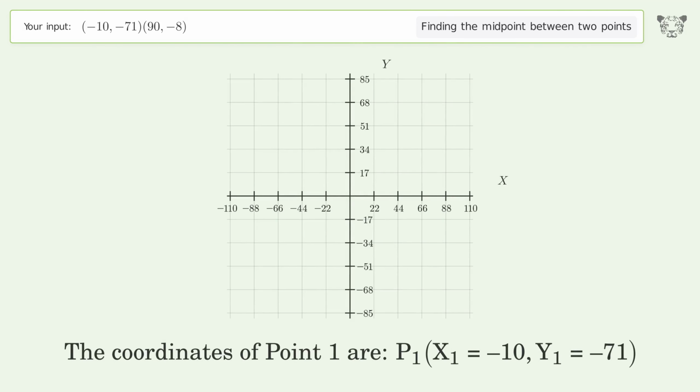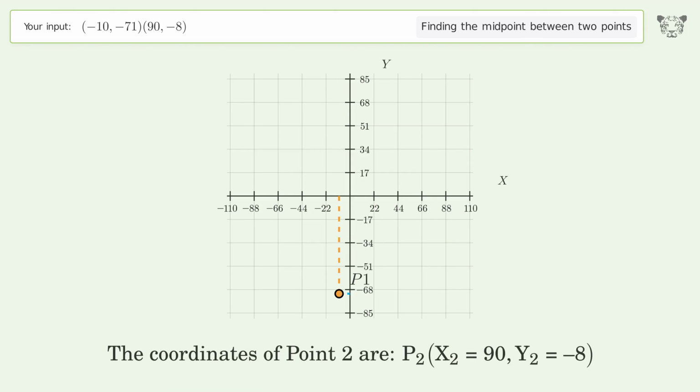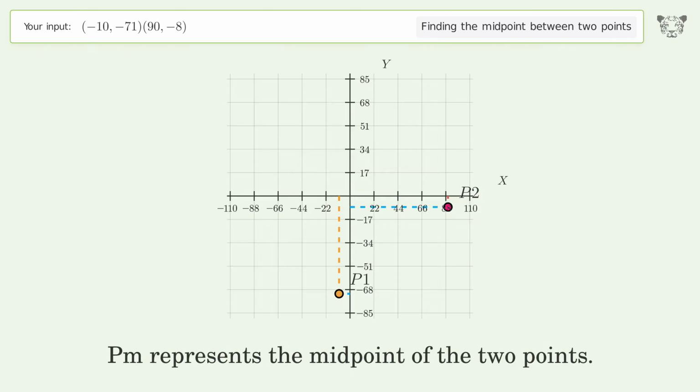The coordinates of point 1 are, x1 equals negative 10, y1 equals negative 71. The coordinates of point 2 are, x2 equals 90, y2 equals negative 8. PM represents the midpoint of the 2 points.